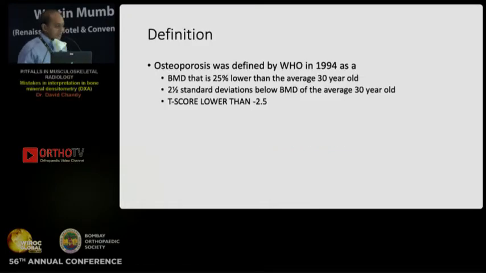So, the definition of osteoporosis came from WHO way back in '94, where they found from various studies that when bone density reduces by around 25% from the peak bone mass, which is acquired at the age of 30, that is an increased risk for fracture. That corresponds to around 2.5 standard deviations below the peak bone density. So this is nothing but your T-score. This is the basic definition from which the entire parameters have evolved.